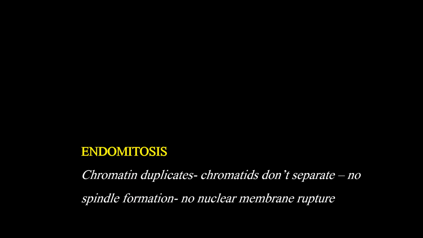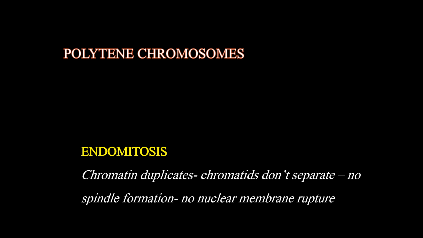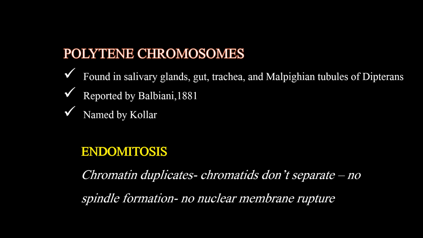Let's move to the first type of chromosomes, that is polytene chromosomes. Polytene means many strands or many threads. So, polytene chromosomes are the large chromosomes with thousands of DNA strands, and they are specially found in the salivary glands of dipterans. They are also observed in the rectal epithelium, trachea, gut, etc. of dipterans. These chromosomes were first reported by Balbiani in 1881, but they were named by Kohler.